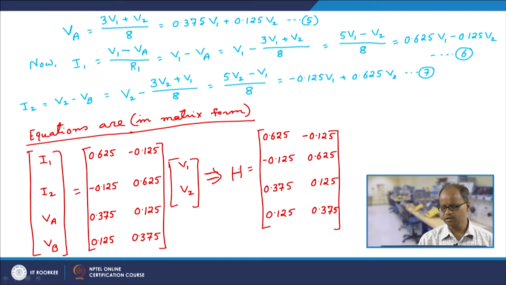This H matrix is always evaluated on the basis of the circuit analysis. The H matrix is nothing but the relation between the true values of the measured quantities and the true values of the unknown quantities, and that can only be obtained by the circuit analysis of the system. Now, with this H matrix we will do our calculation.